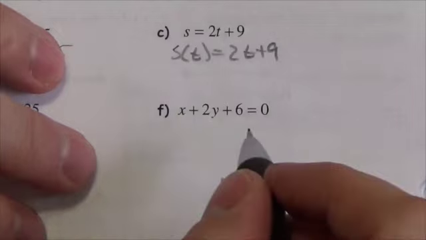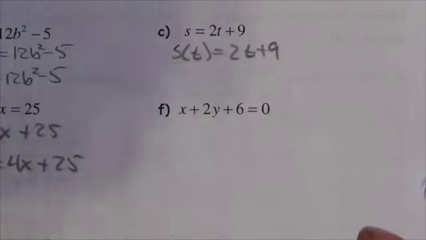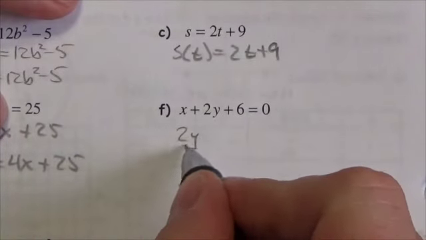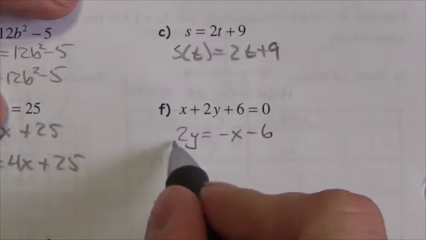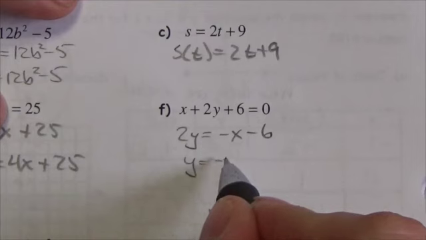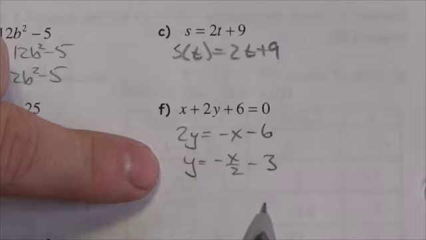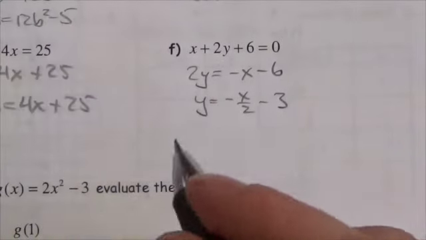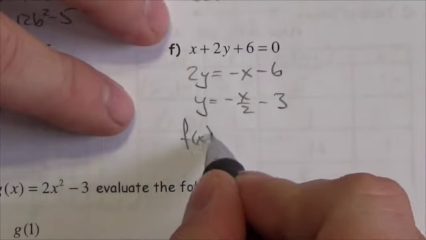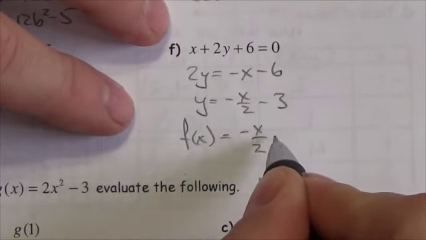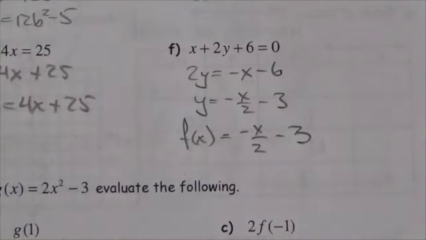Same thing here. What I've got to do first is get the y variable, the dependent variable, by itself. So 2y is going to equal negative x minus 6 when I subtract those two terms. And now I've got to bring the y over, so I'm going to divide everything by 2. So negative x over 2 minus 3. And now this is what the dependent variable is. And so now I can replace it with my new representative of the dependent variable, f of x. And that's going to equal negative x over 2 minus 3. Okay, so that's really all there is to function notation.